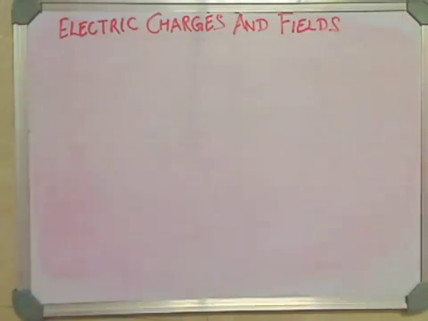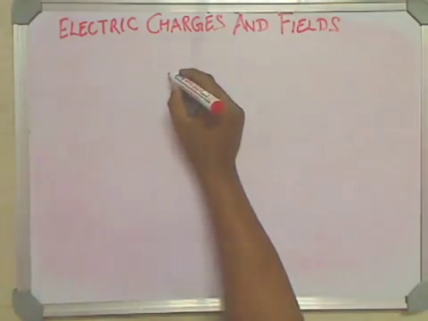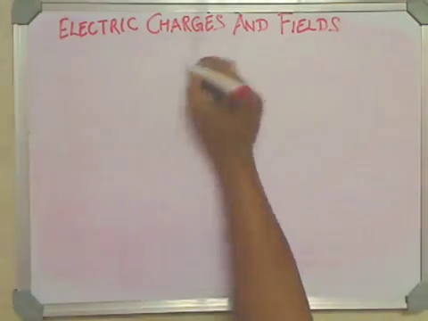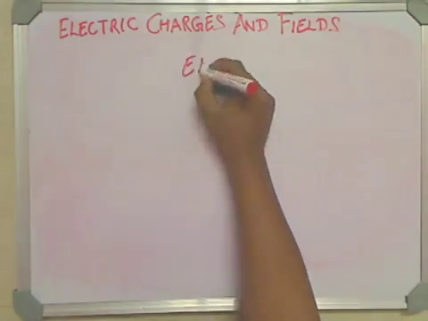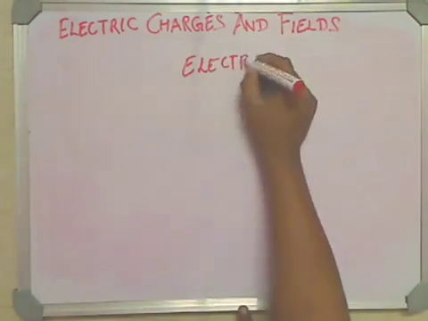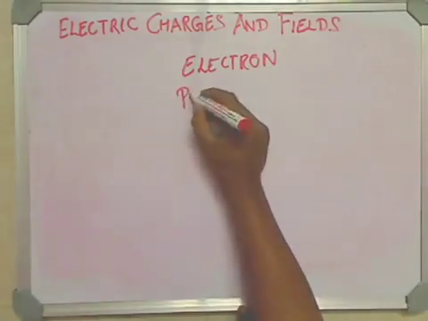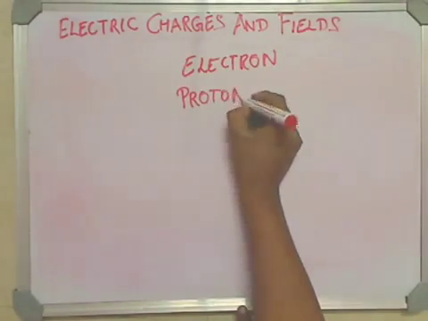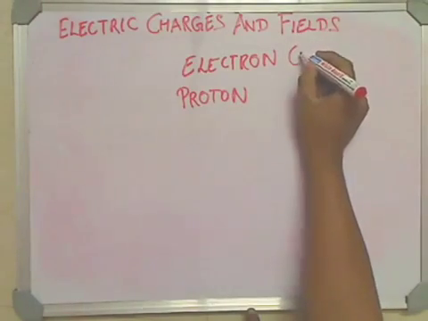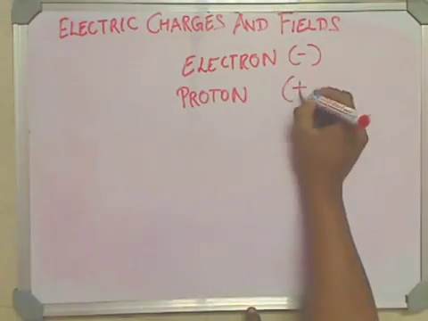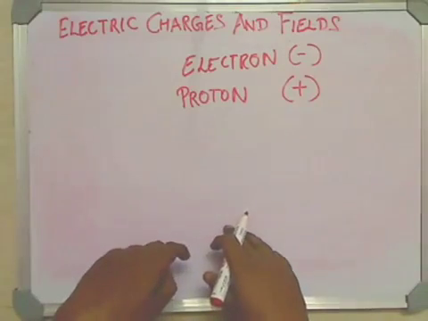Now before I start doing the problems related to this, I'll explain a few concepts which are related to electric charges and fields. Let me first tell you what a charge is. A charge is in fact either, at the subatomic level, an electron, or it could be a proton. As you all know, electrons have negative charges and protons have positive charges.